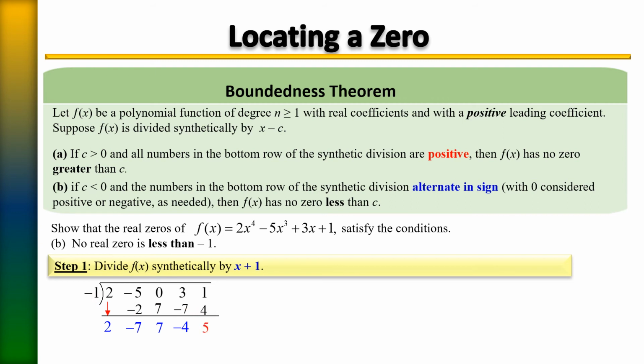Bring down a 5. So let's take a look and see if our signs alternate, meaning positive, negative, positive, negative, in that order, whatever it starts with. In this one, it starts with a positive, so we're looking for positive, negative, positive, negative, positive. And sure enough, they do alternate in sign, so there is proof that there is no real zero less than -1.